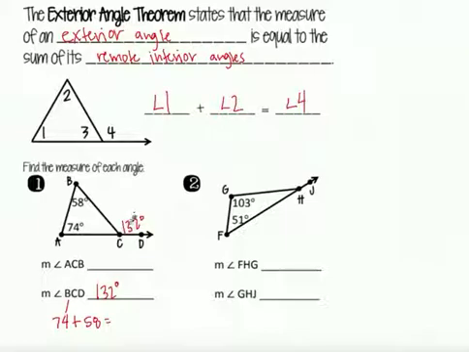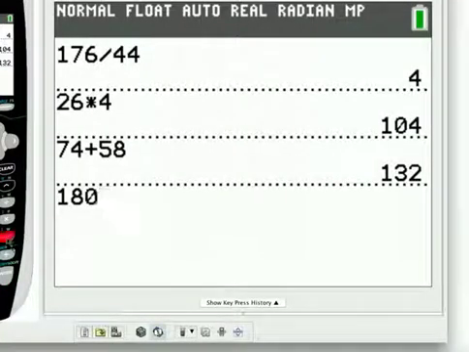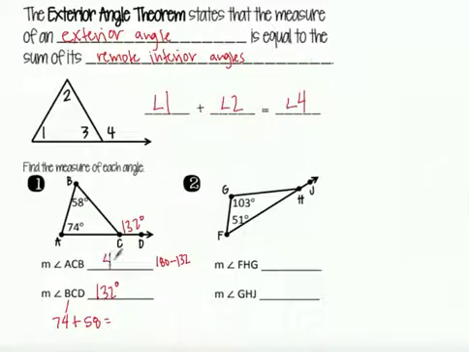Now, if this angle is 132 degrees, the angle that's adjacent to it, or right beside it, is going to be supplementary. Remember that the word supplementary means that this angle and this angle are going to add up to give me 180 degrees. So to get angle ACB, I should be able to say 180 degrees, because these two angles, angle ACB and angle BCD, create a straight line, minus 132 degrees. So if I do 180 and I subtract out 132, that gives me 48. So that tells me that angle ACB is 48 degrees.